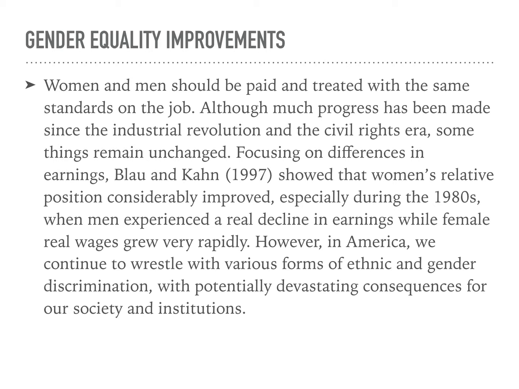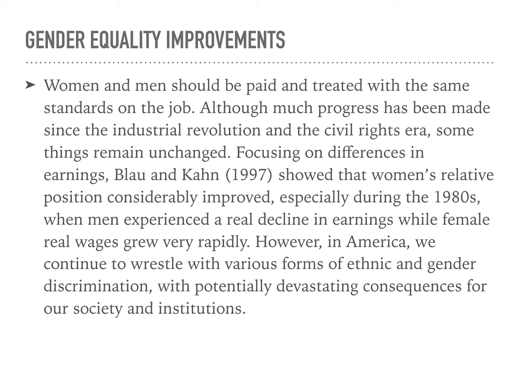So, how do we improve gender equality? Women and men should be paid and treated with the same standards on the job as well as off the job. Although much progress has been made since the Industrial Revolution and the Civil Rights era, some things remain unchanged. Focusing on differences in earnings, Blau and Kahn showed that women's relative position considerably improved, especially during the 1980s, when men experienced a real decline in earnings, while female real wages grew very rapidly. However, in America, we continue to wrestle with various forms of ethnic and gender discrimination, with potentially devastating consequences for our society and institutions.